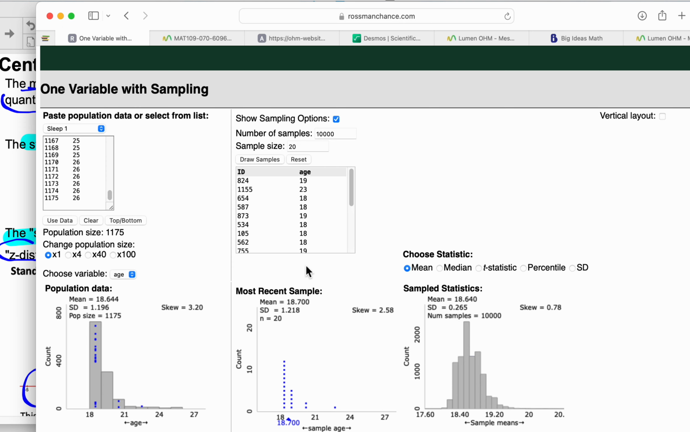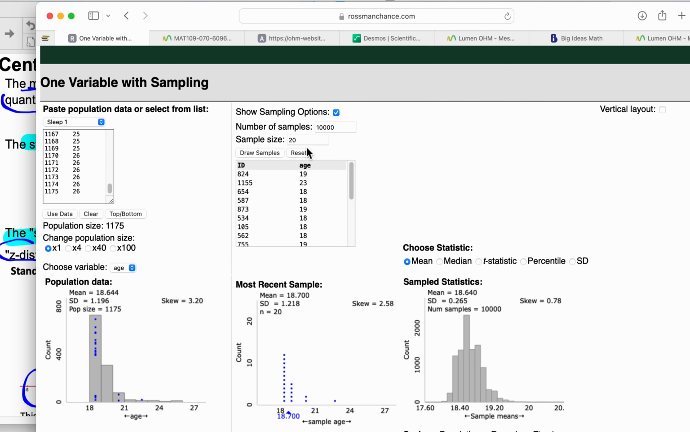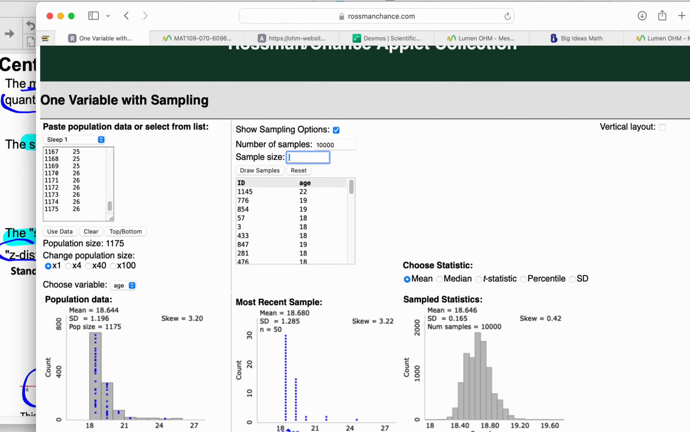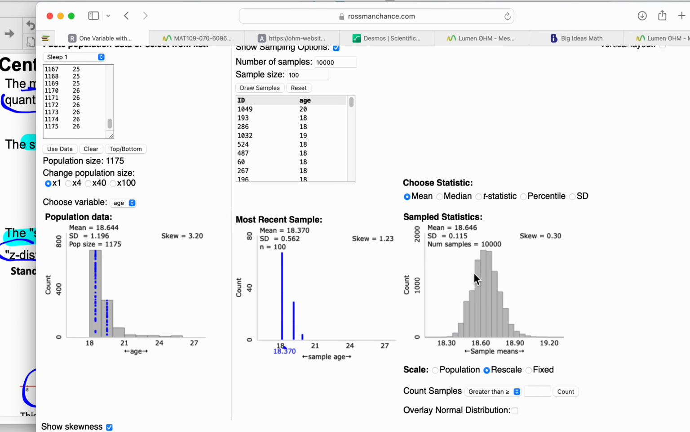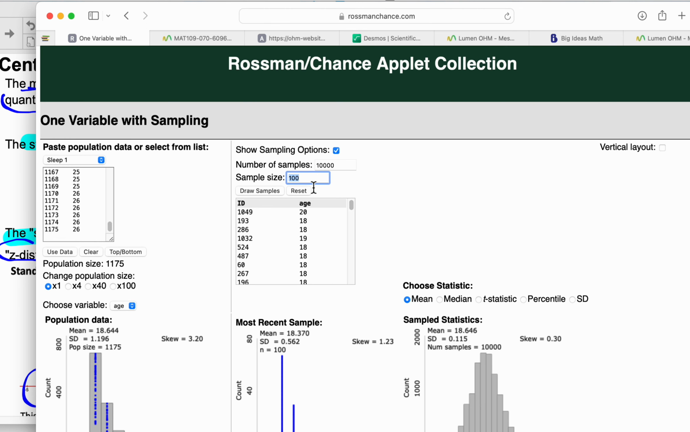Sample size of 20. So now look what's happening. It's looking a little bit more symmetrical. If I take a sample size of 50, you see how it's becoming more and more bell-shaped? If I take a sample size of 100, it's becoming even more and more bell-shaped. So it's starting to look like, as the sample size gets bigger, something that is bell-shaped and that we can predict better. Let's do one more, 200, see what happens.